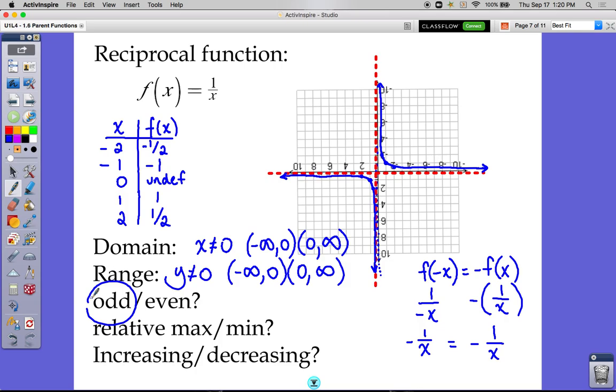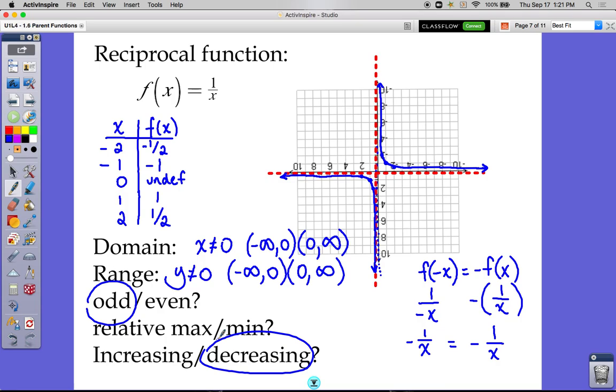Is it increasing or decreasing? This is tricky. We look at this graph, and from this side here, down here, it looks like it's decreasing. We look at this graph, we pick up again on the other side of 0, on the right side of 0, and this graph looks like it's decreasing. So this is always decreasing, and it does so through the entire interval.